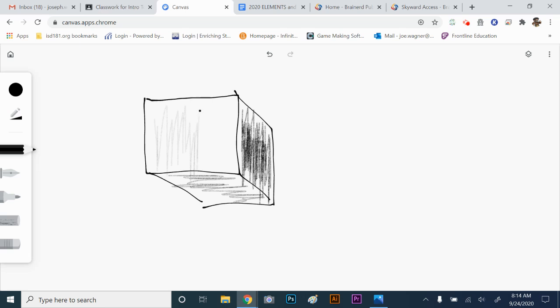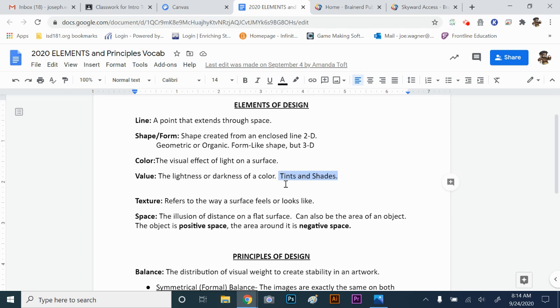Okay, in Zentangle, value, and I talked about this already, basically it's just wherever you can make lighter or darker areas, and it's based on how many lines you use. So if you use more lines, it's going to be darker. If you use less lines, it's going to be lighter.